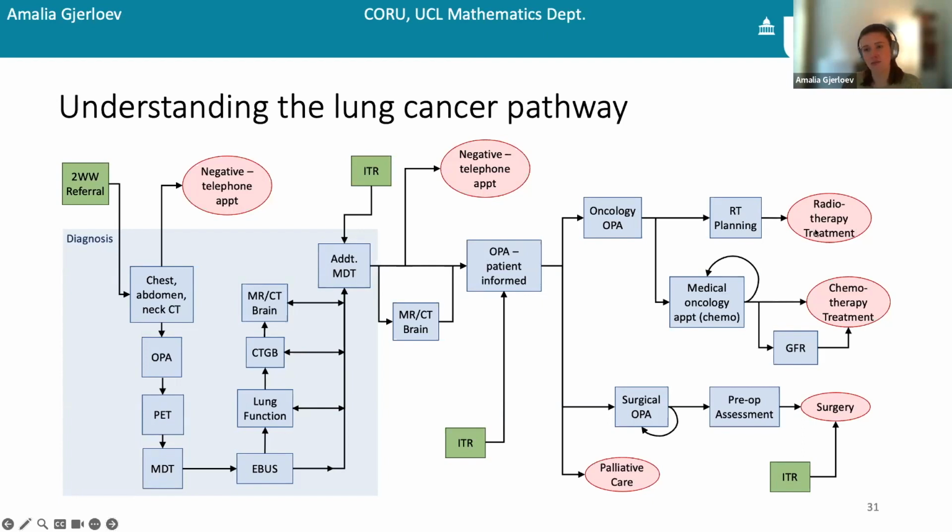treatment. So we're only looking at radiotherapy, chemotherapy, surgery, and palliative care, since those were the biggest types of treatments that this hospital uses. So you might have an oncology appointment and move on to chemotherapy or radiotherapy, or you might move straight along to the surgical part of your pathway.